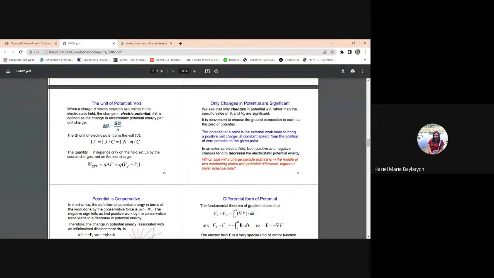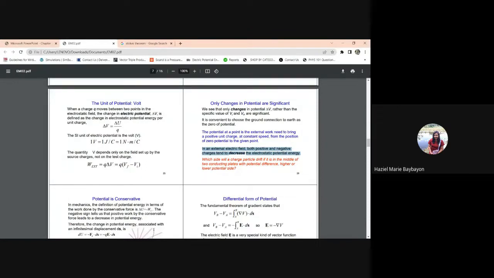Okay. So, in an external electric field, both positive and negative charges tend to decrease the electrostatic potential energy. Dili pa siya na-expound, class, kay wala ko kasabot. Okay? So, I will expound this one. Siguro ma-expound ni siya nato mathematically.